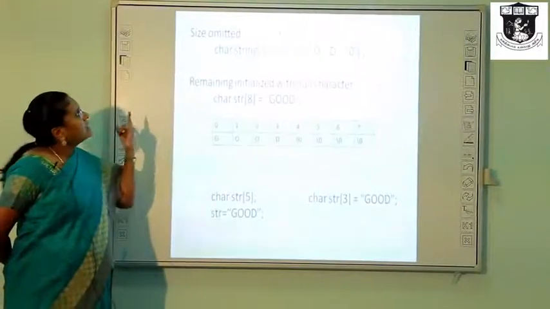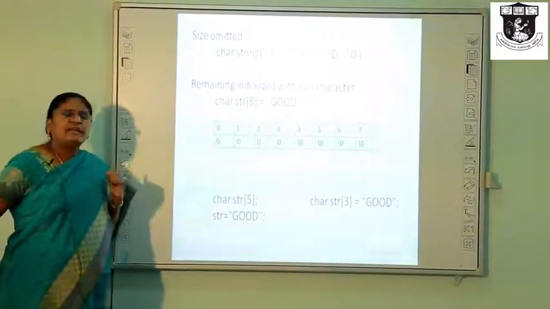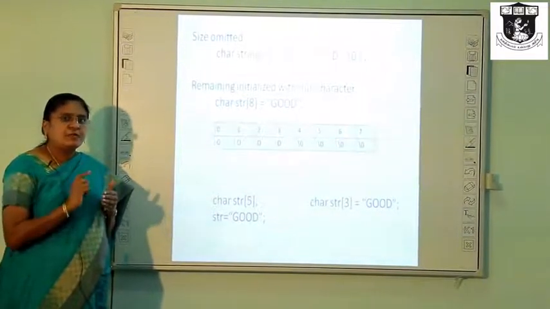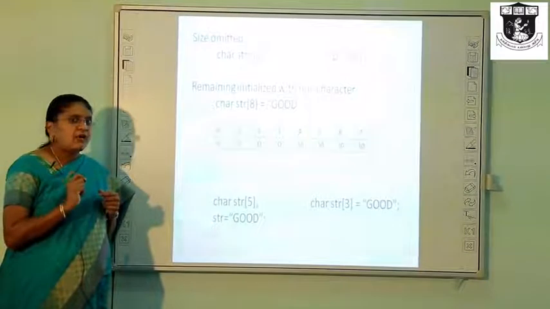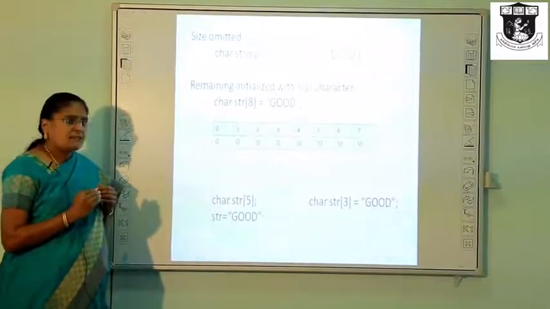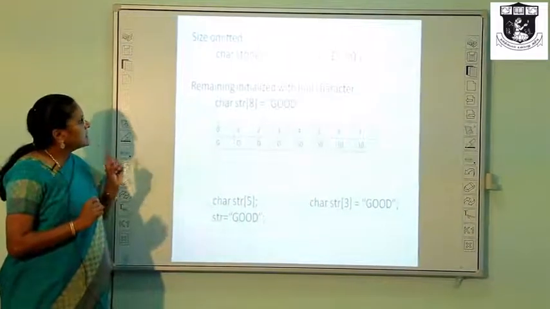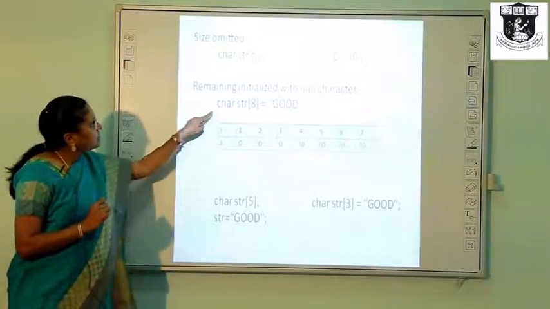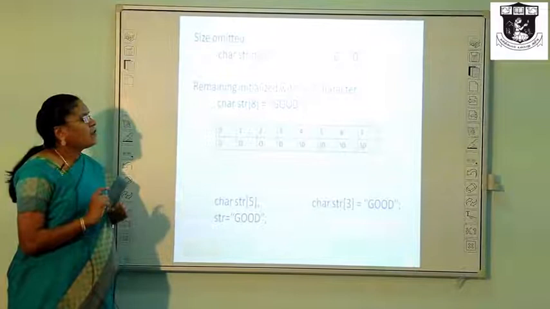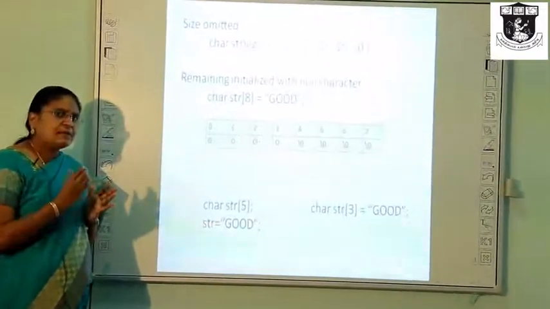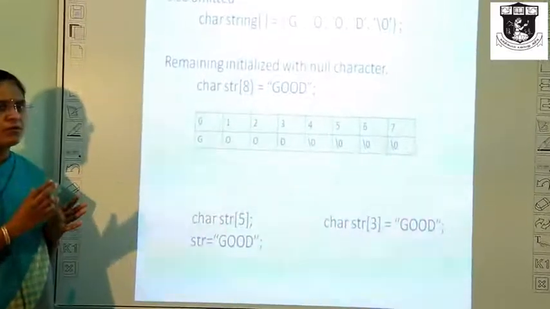Next is the size. The size we can omit also. The first one we have seen with the size; you can see in the square brackets it is given as 8, 9 and so on. Here the size is omitted and the word will be taken as it is. This is one example. The second example, char str[8]. So the 8 is the number of characters which it can take, but the string constant is only 4.